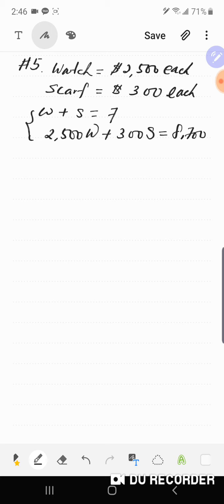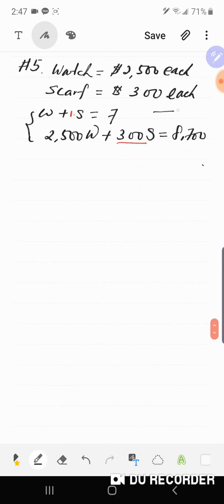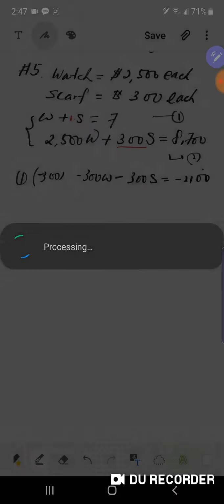So why don't we use substitution or elimination? We can try elimination. Let's get rid of S, because the coefficient of S is 300. This is 1, and 300 is smaller than 2500. Let's say this is the first equation and this is the second equation. So multiply the first equation by negative 300. So the coefficient of S is negative 300 and this is 300. So the first equation will be negative 300W minus 300S equals negative 2100.